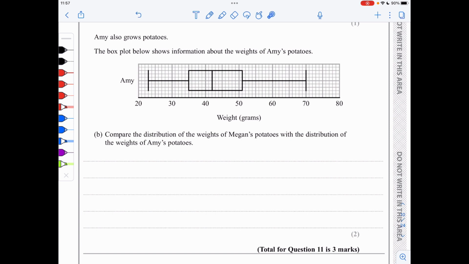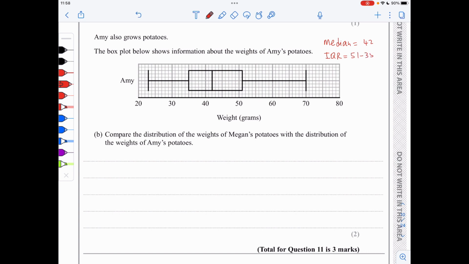Now Amy also grows potatoes, and we've got the box plot here showing the weights of Amy's potatoes, and we need to compare the distribution of the weights of Megan's potatoes against those of Amy. Well, we can look at the interquartile range and the medians. So the median for Amy, we can read it off from the box plot, it's 42, and the interquartile range is simply the width of the box here. So it's 51 minus 35, which is 16.